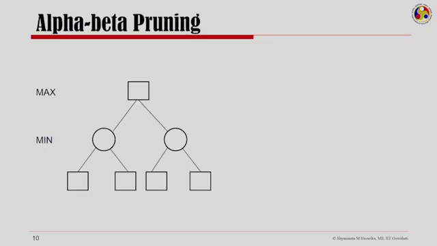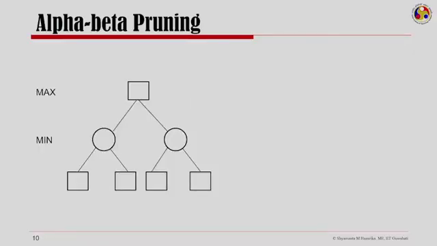So let us try to understand alpha beta pruning by taking the same game tree that we had used to illustrate the minimax procedure. But one thing to notice at this point is that we do not evaluate all the leaf nodes. So we start by computing the static values one at a time. We compute the first static value, which is 4.